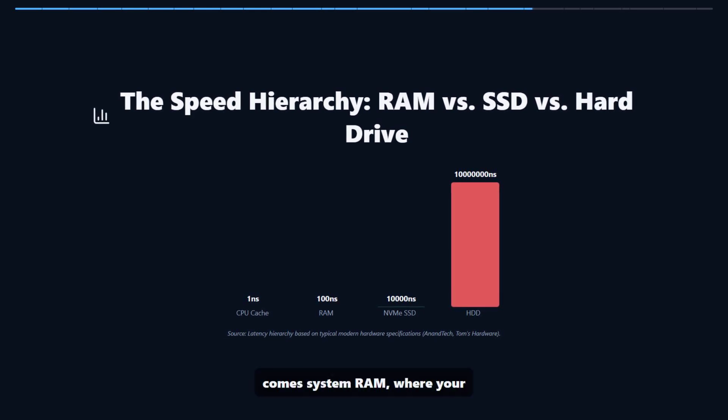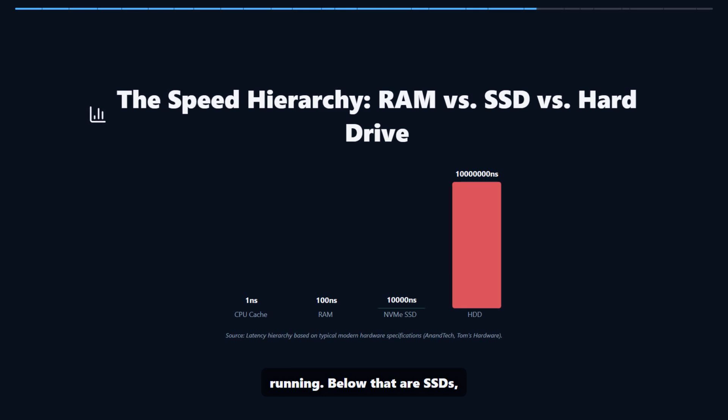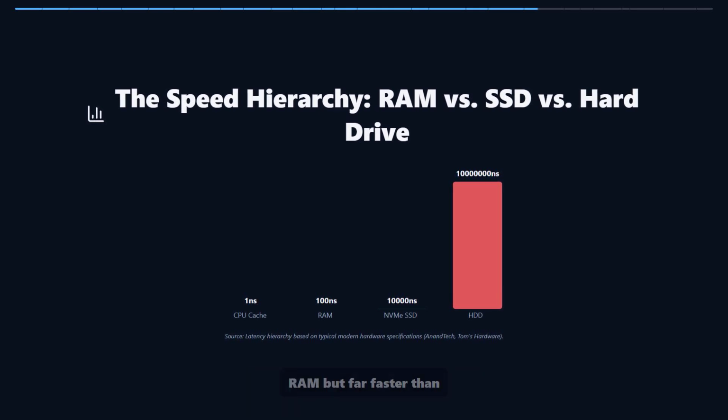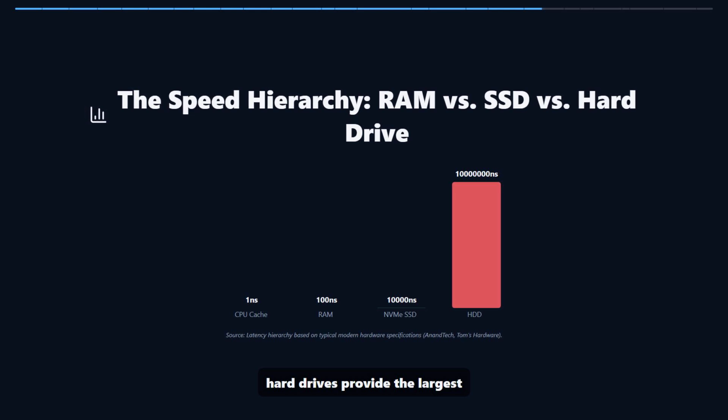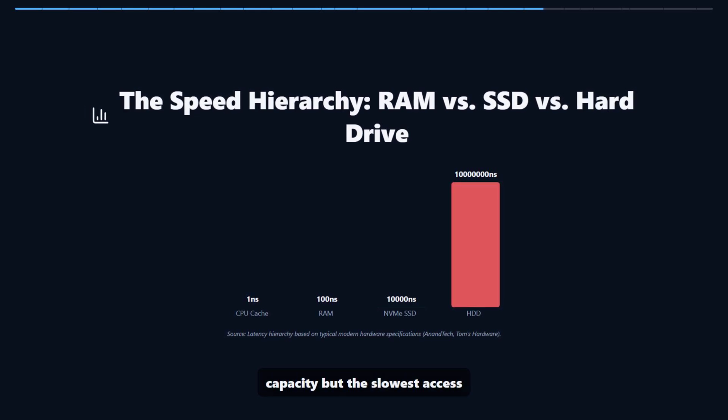Next comes system RAM, where your active programs live while they're running. Below that are SSDs, which are dramatically slower than RAM, but far faster than traditional hard drives. Finally, mechanical hard drives provide the largest capacity but the slowest access times. Each layer serves a different purpose.